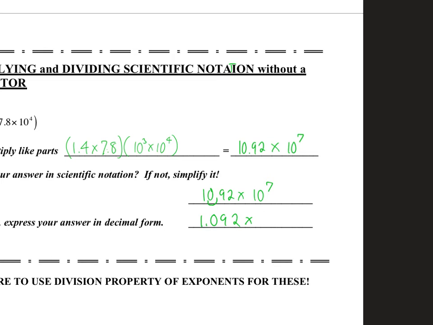Okay, now I need to think this through a little bit. Did we make that 10.92 smaller to get to 1.092 or bigger? We made it smaller, so what that means to keep it balanced is we need to make the second number a little bit bigger. So 10 to the 7th, we're going to add 1, it's going to be 10 to the 8th. Okay, so it's a balancing act here. If you make the first number smaller, the second number needs to get bigger. If you make the first number bigger, the second number needs to get smaller. So that's going to be our final answer right there.